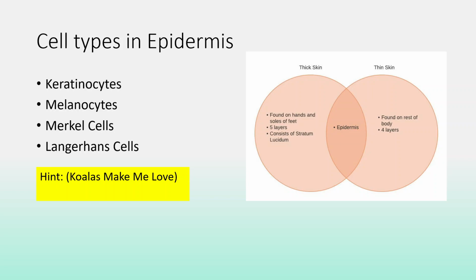Now let's look at the Venn diagram here. We have thick and thin skin, which can be compared and contrasted. So both the thick and thin skin comprise of the epidermis. However, the thick skin has 5 layers of the skin, and the thin skin has 4 layers. So the thick skin has the stratum lucidum, which the thin skin doesn't. Thick skin is also found on the hands and soles of the feet, whereas the thin skin is found on the rest of the body.